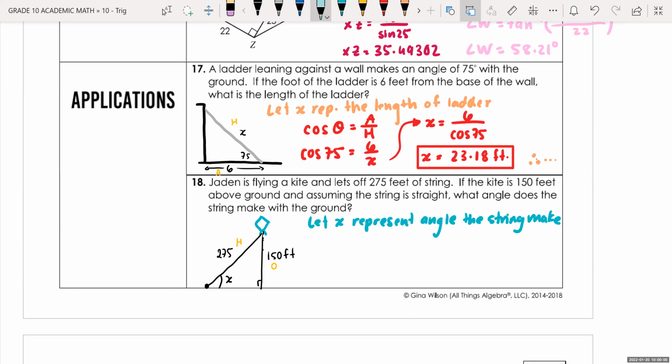All right, now we can go ahead and solve this. So it's going to be sine theta is equal to opposite over hypotenuse. Sine theta is going to be equal to 150 over 275. And then theta will just be sine inverse of that. So it's going to be sine inverse of 150 divided by 275, which will be 33.06 degrees. And then you guys can finish it off with therefore statement. Therefore, the angle the string makes with the ground is 33.06 degrees.